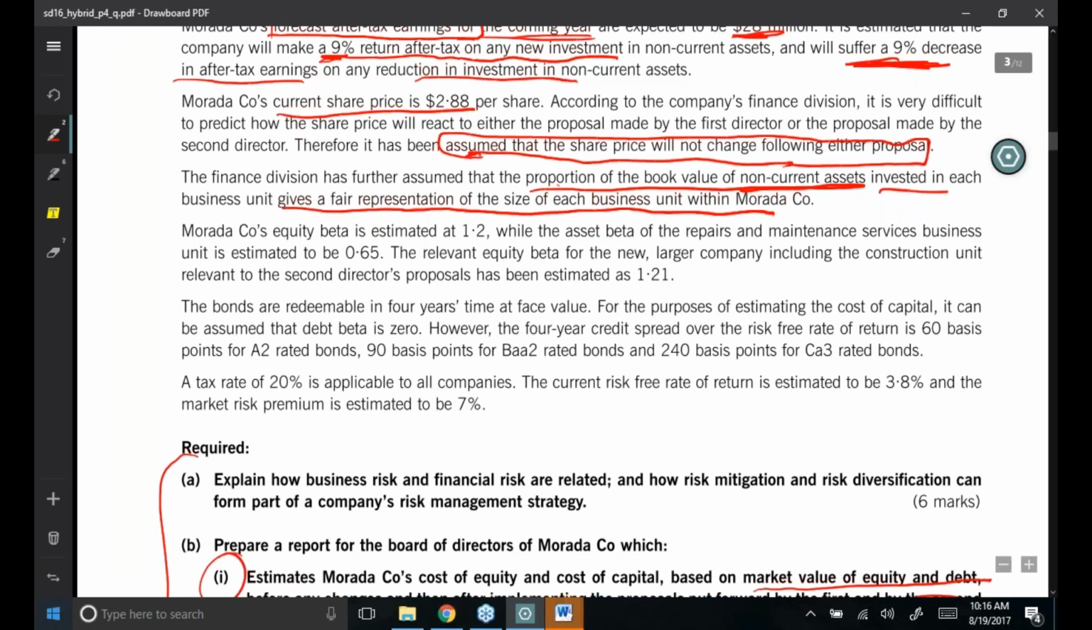The equity beta is estimated at 1.2, it's the current equity beta, while the asset beta of the repair and maintenance business is 0.65. The relevant equity beta for the new larger company, including the construction unit of the second director proposal, is 1.21. So it has been calculated. It is clearly given for the second director proposal.